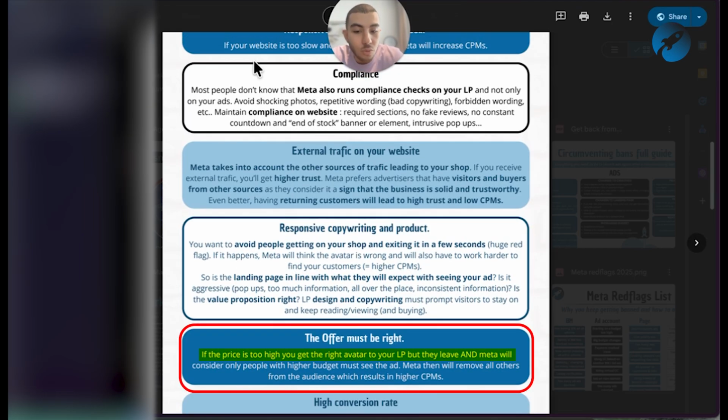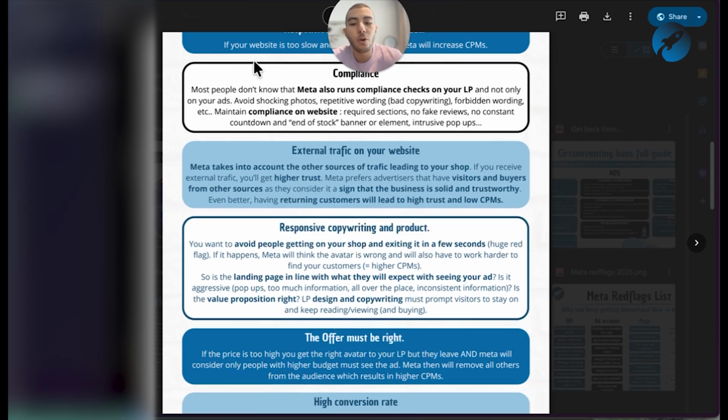If the price is too high, then Meta will try to bring you the right avatar, but if they leave, Meta will consider that only people with higher budget must see the ad, and then obviously your CPM will go higher. For some niches, if you're doing high ticket, it can make sense because you want only specific buyers and you will just change products all the time to fulfill that specific market. But if that's not your case, you need to play with your price to find the right price point. Of course, be careful with your cost of goods, make sure that everything is in a healthy condition. But this also can be a big factor for reducing your CPM.